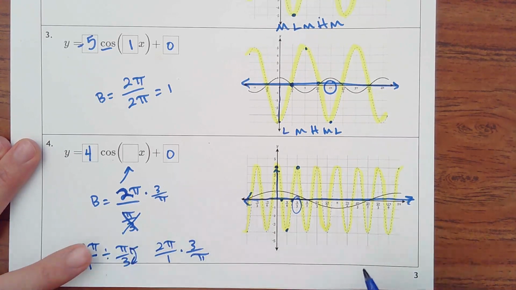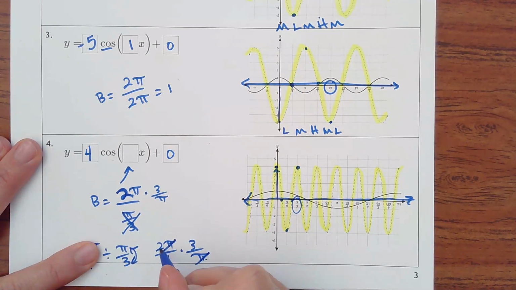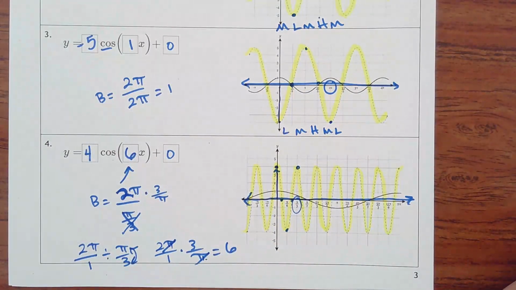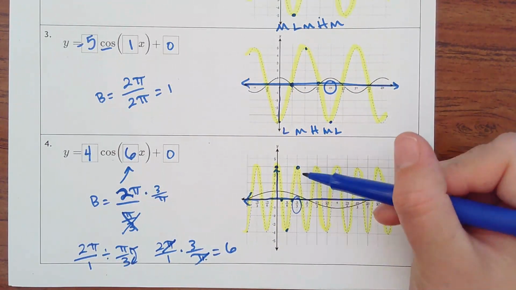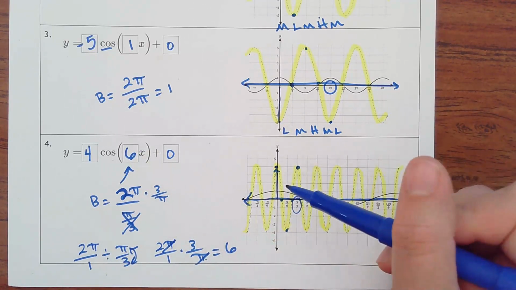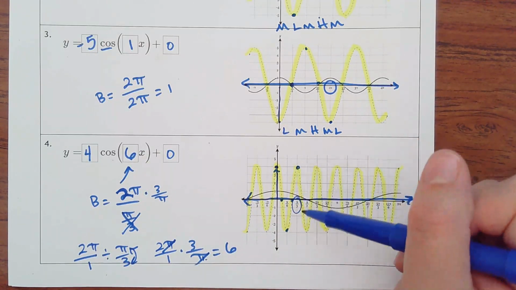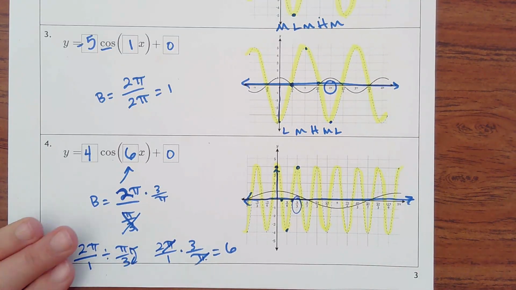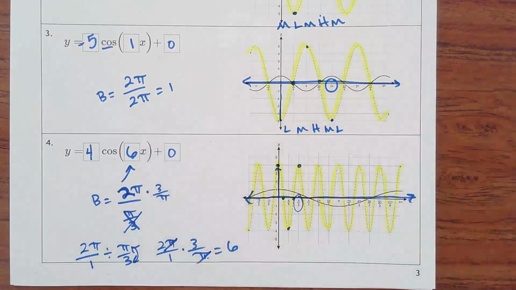So I get to where I can do it faster. Pi's are going to cross cancel. 2 times 3 is 6. So really my b value in here is 6. That's why these waves are happening so fast. It's like I'm taking an angle and making it 6 times bigger. And so it's going to happen and go through its cycle way faster. So the more waves you see, the bigger the number you're going to see.